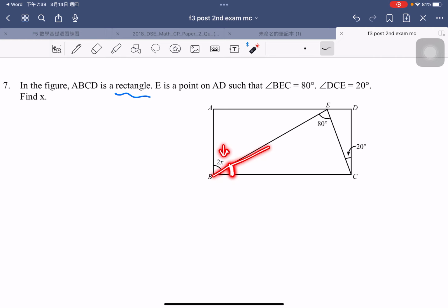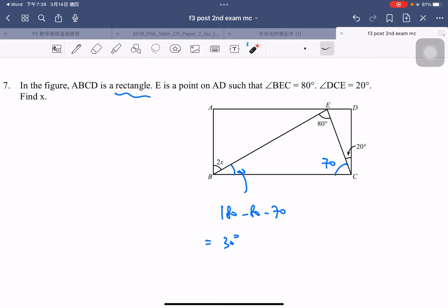This angle is actually inside this triangle, isn't it? So if we know the angles here, we can use the angle sum of a triangle, adding all three together, to get this angle. But how can we get this angle? For this angle, we can look at this right angle. So this angle is just equal to 70, isn't it? Then we look at this triangle, and by using the angle sum of a triangle, this angle is going to be equal to 180 minus 80 minus 70, giving you 30 degrees.